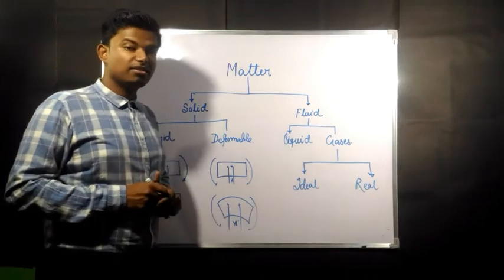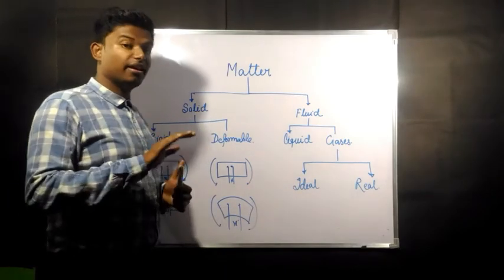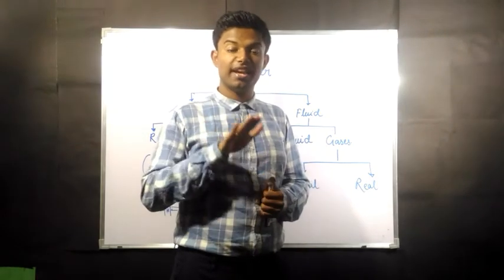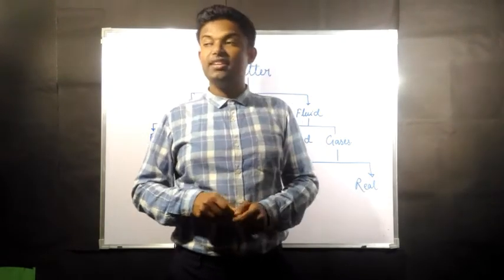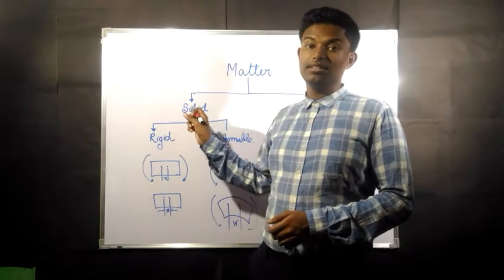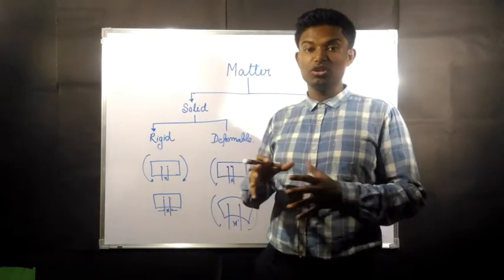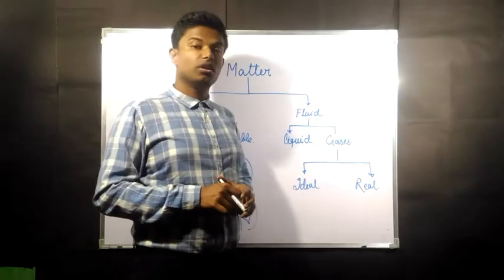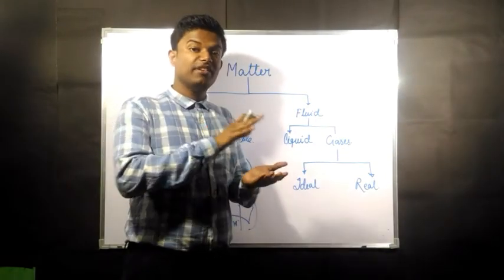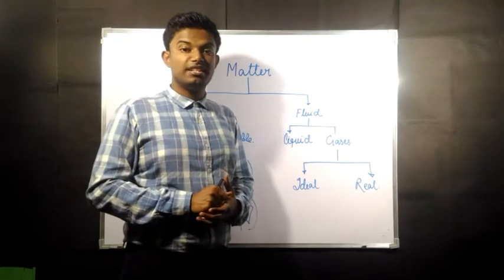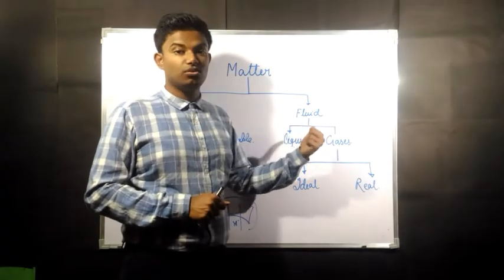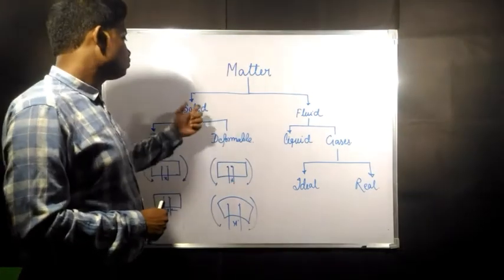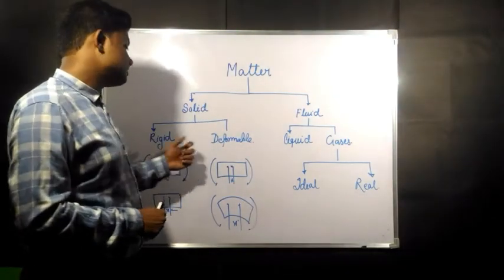In solid, what happens is these solids have a very definite value of deformation under the action of shear force, and another thing is that they try to gain their original position or original shape when the load is removed. Whereas in fluid, there is an infinite deformation under the action of shear force, and they don't even try to get into their original shape and size. Now this solid is again divided into two parts, rigid and deformable.